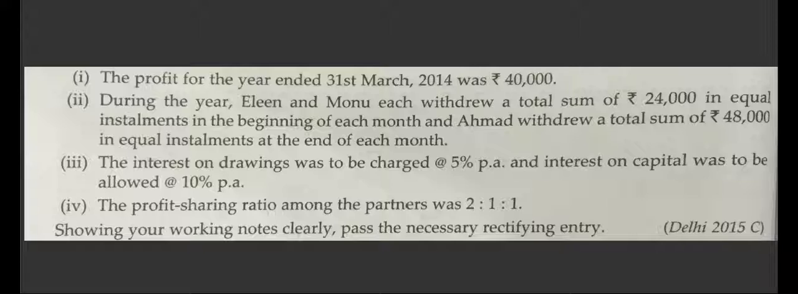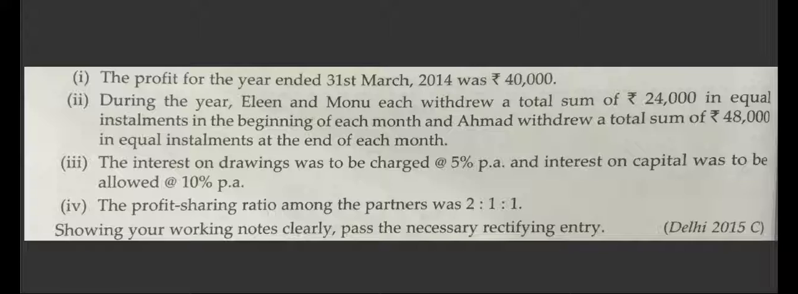Now we will prepare the second working note for that, calculation of interest on drawings. See, it says Eileen and Monu each withdrew a total sum of 24,000 in equal installments in the beginning of each month, and Ahmed withdrew a total sum of 48,000 in equal installments at the end of each month.